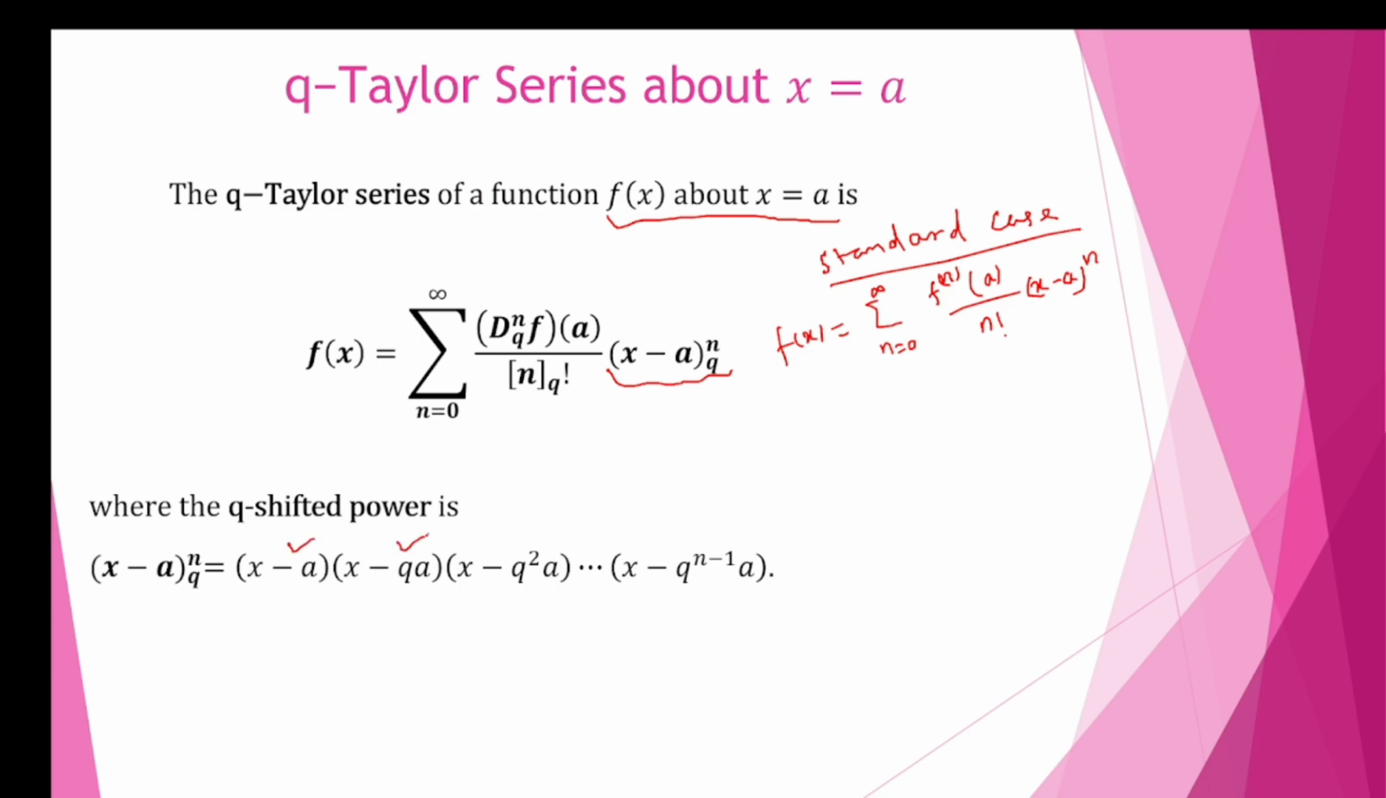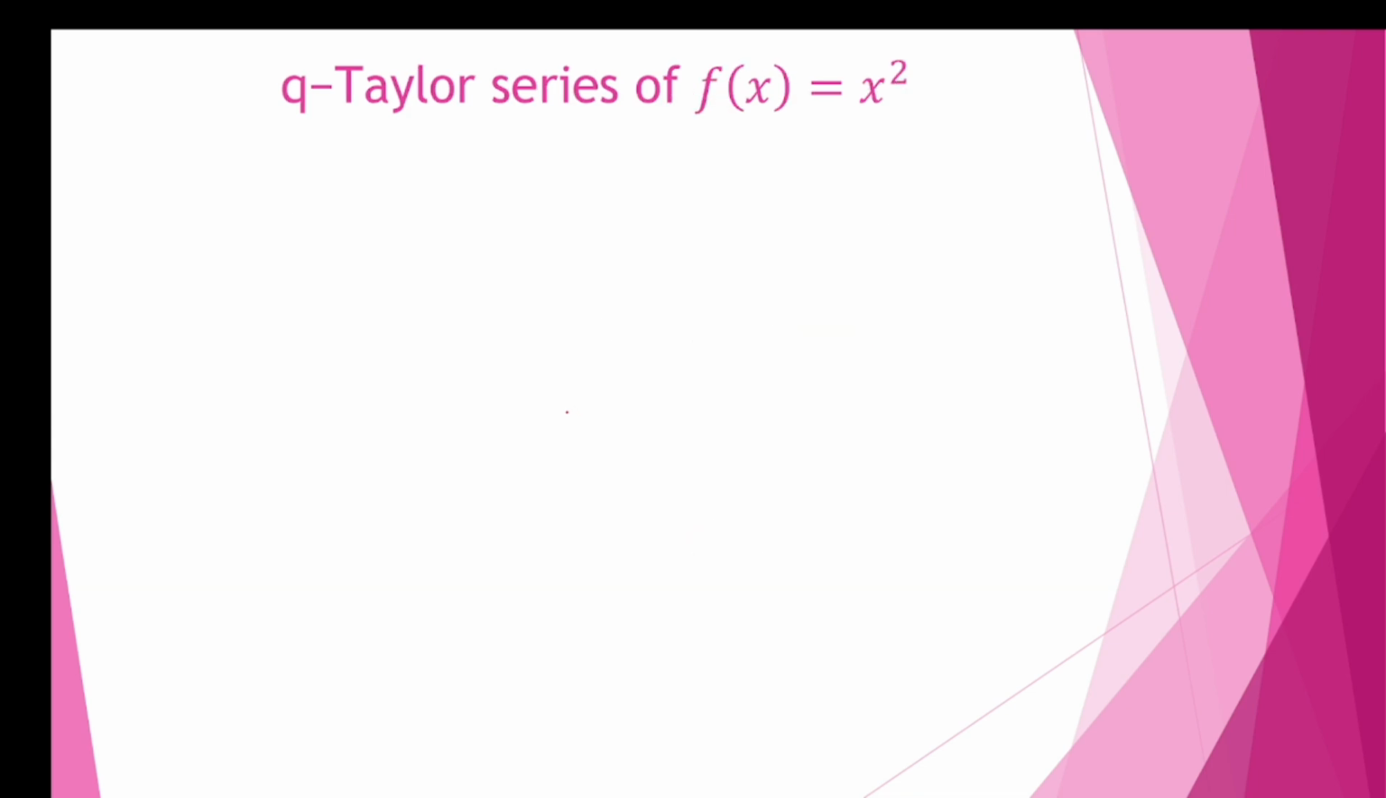This is x minus a, into x minus qa, into x minus q square a, like that up to x minus q to the power n minus 1 into a. So this expression needs to be remembered because it is very important when we are going to find. Next we are going to see one example of how we can apply the q Taylor series and get the result.